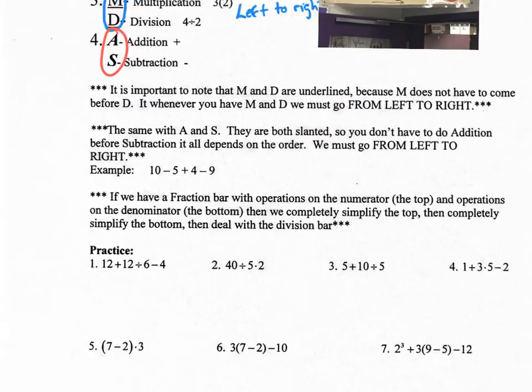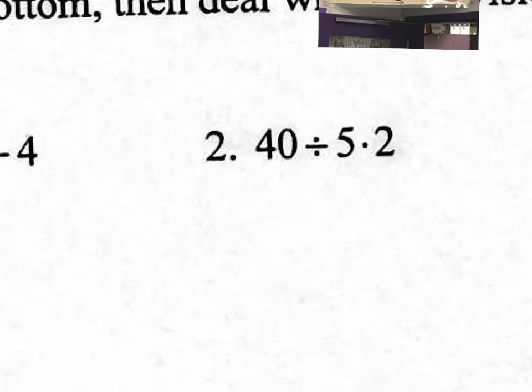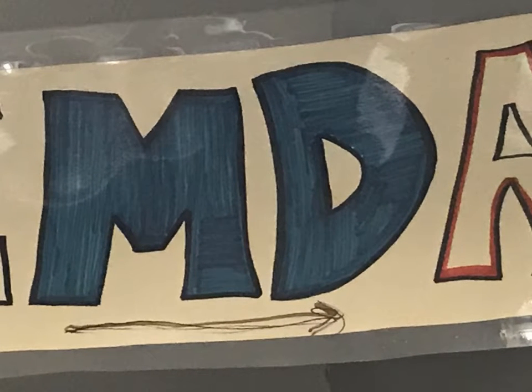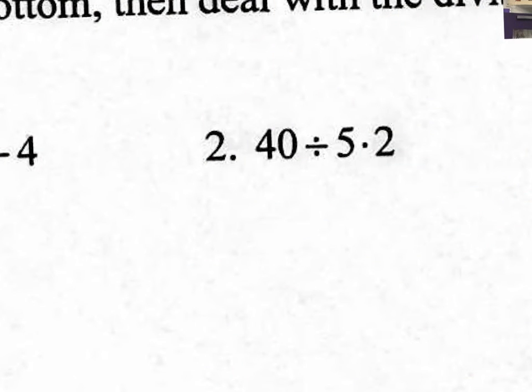So if we understand that and we take a look at number 2, we have both multiplication and division. So like I said, the M and the D are both blue. They're both step 3, right? Or the third thing to look for. Multiplication is not more important than division. Division is not more important than multiplication. So whenever you're faced with multiplication and division, you have to go from left to right.